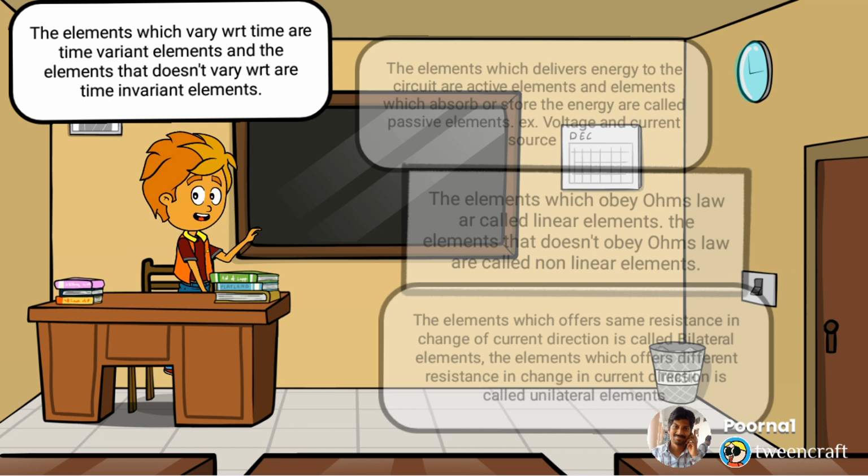The elements which offer the same resistance if the direction of the current is changed are called bilateral elements. The elements which offer different resistance if the direction of current changes are called unilateral elements.